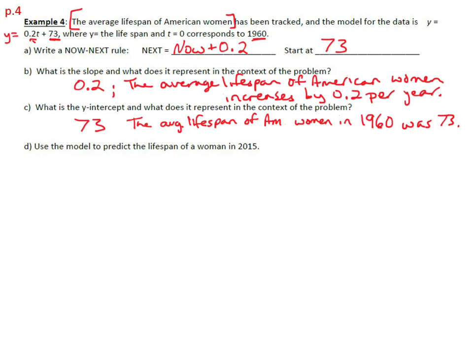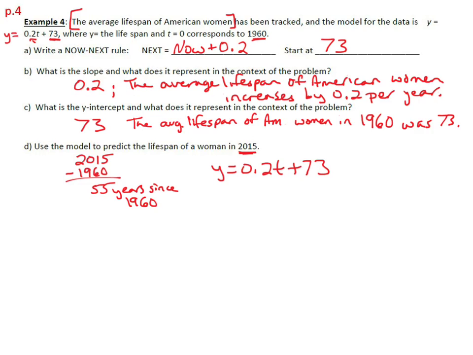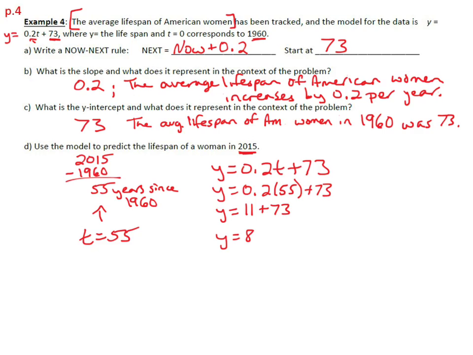And again, we can use this to make predictions and see what we could expect to find for the lifespan of a woman here in America in 2015. Well, first we need to see how many years that was since they started tracking all this data in 1960. So we're going to subtract 2015 minus 1960 and see that that was 55 years ago. So in our equation that we were using to model this, y equals 2/10 t plus 73, since it's been 55 years, t is going to be 55. So when we plug that in, y equals 2/10 times 55 plus 73. Well, 2/10 times 55 is going to give us 11. And 11 plus 73, we would expect the average American woman to live to be about 84 years old.